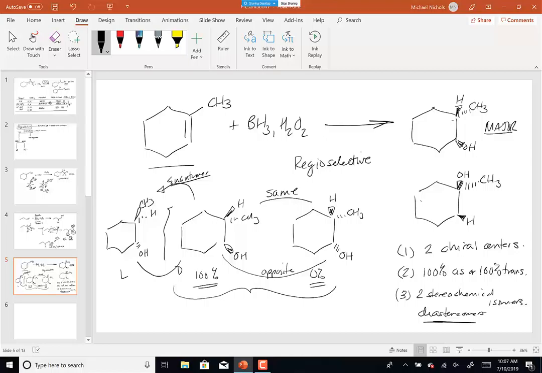We did a little bit of that. Same, meso, diastereomers, same, not meso. I could give you a couple of molecules and ask you for the chemical relationships. What else? And then we're up to SN1, SN2, E1, E2.